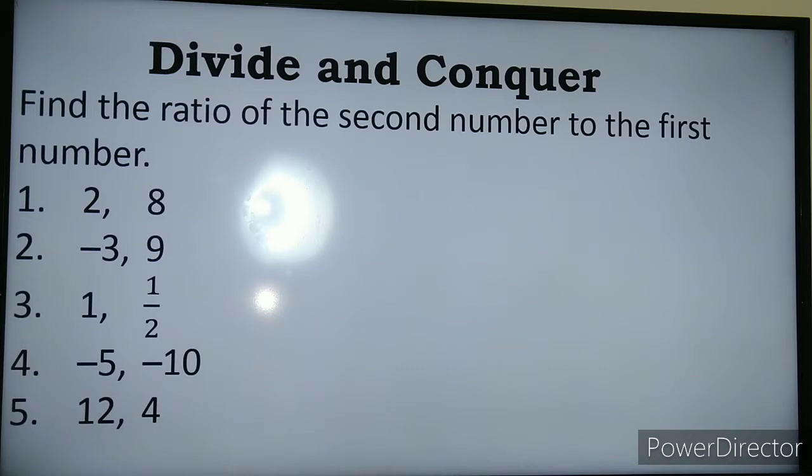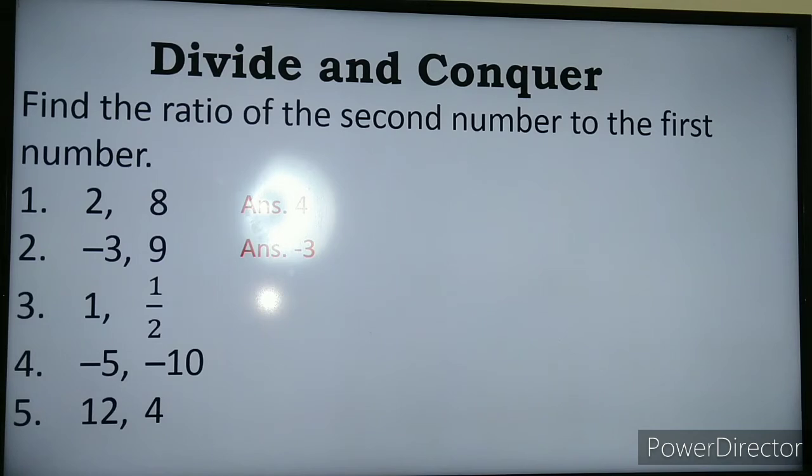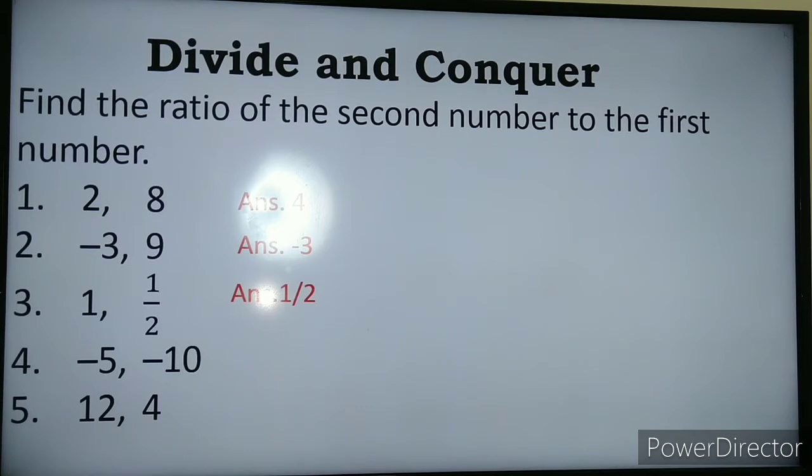We have 5 questions here, so let's try. Number 1, 2, 8. What is the value of r? Anybody? The answer is 4. Correct. Number 2, negative 3, 9. What is the answer? We have negative 3. Correct. Number 3, we have 1, 1/2. If you will divide 1/2 divided by 1, of course, the answer is 1/2.